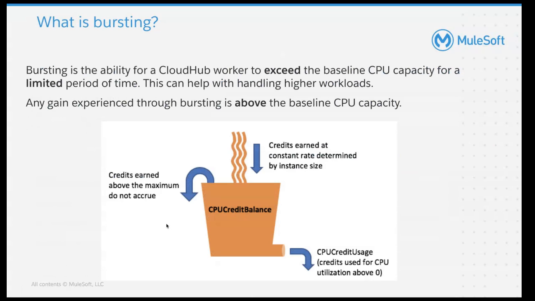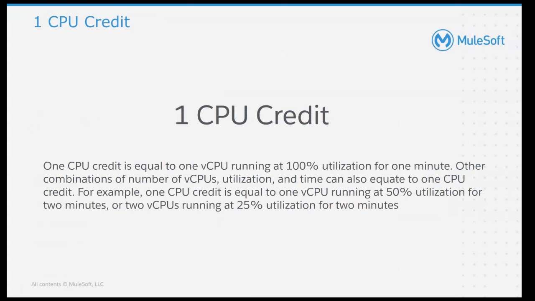So what is bursting? Basically, all the credits are earned at a constant rate for a particular worker. These credits are for you to go beyond the CPU capability of that worker, and it can run up to 100% for a specific amount of time. So that's how you would categorize bursting. And one CPU credit is 100% utilization for 1 minute.